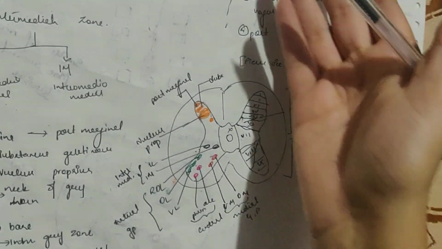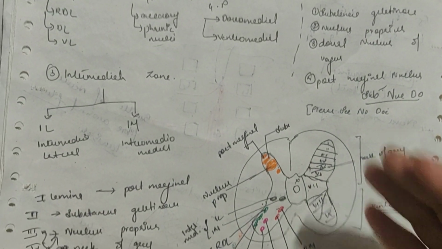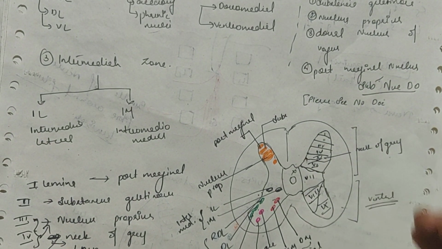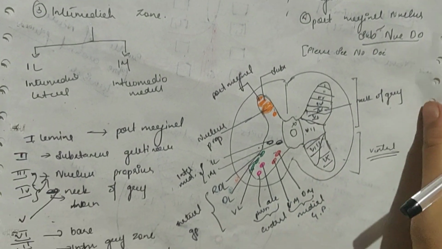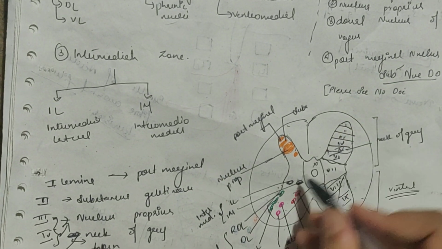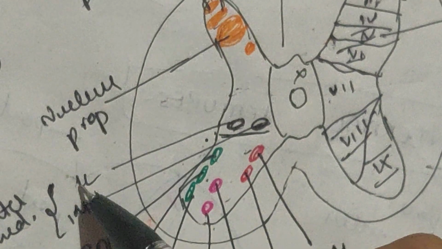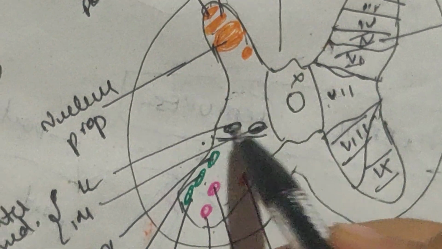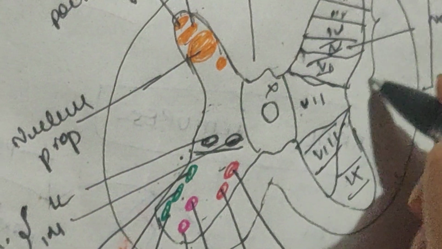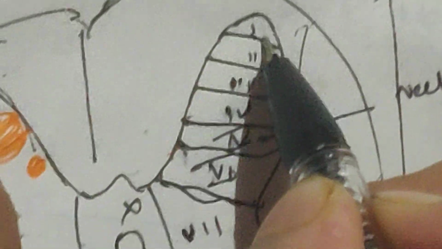Okay, so we saw the dorsal gray and the ventral gray matter. Now we are going to see how they are divided into sections. They're divided into laminae. And one more thing: in between the dorsal and ventral horn, there's an intermediate zone. In the intermediate zone, we have two more, that is the intermediolateral and intermediomedial nuclei. These are divided into 10 different sections. The first section corresponds to the posterior marginal nucleus.